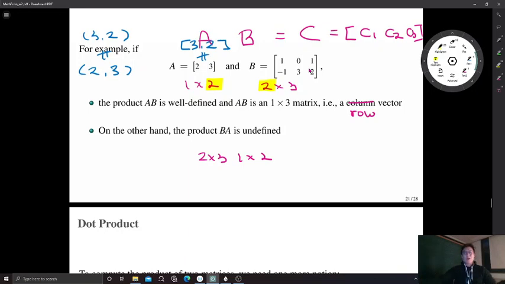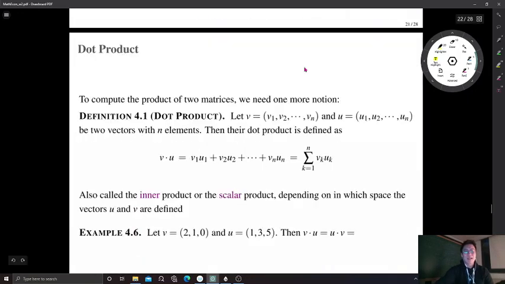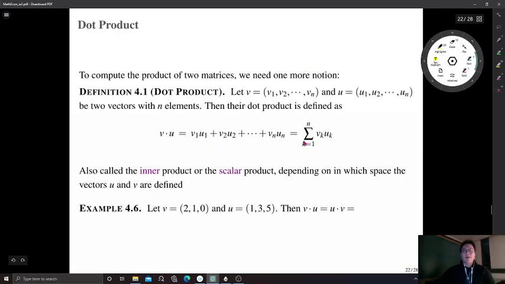In order to figure out how we multiply two matrices, we have to figure out how we multiply two vectors. And you're going to see that multiplication of two matrices is simply a natural extension of multiplication of two vectors. So here is the way to multiply two vectors. We have two vectors v and u. v has n elements, so it's an ordered n-tuple.